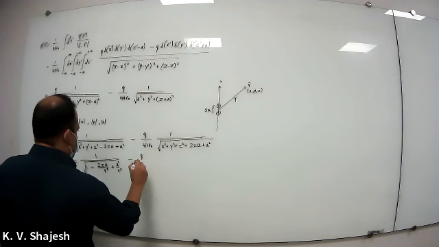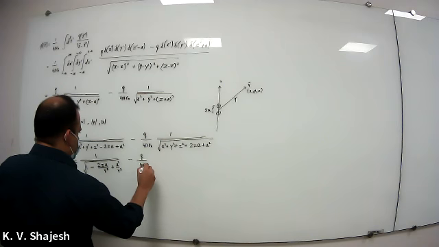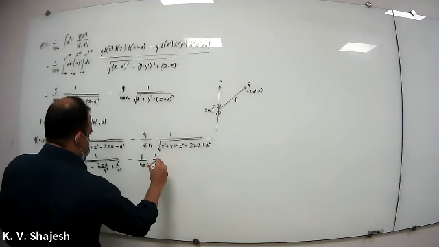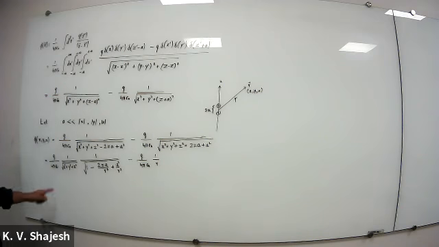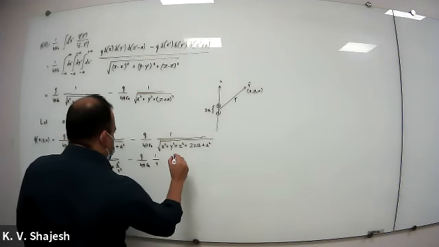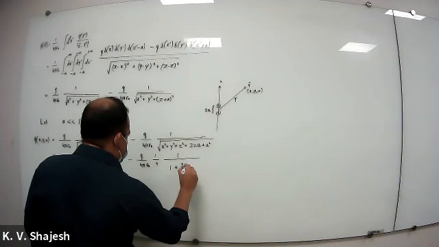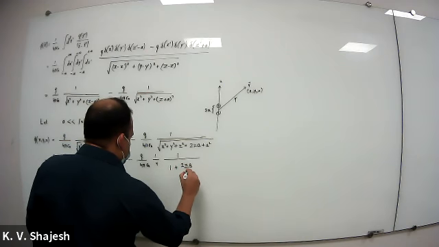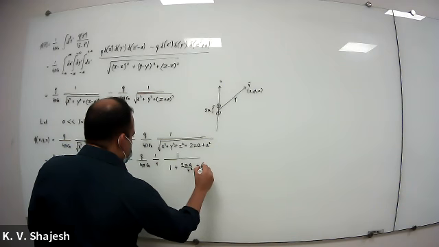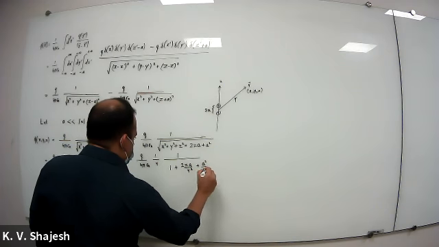Minus Q over 4 pi epsilon naught. Again, this is 1 over R. So it's the same 1 over R here. And I pull that out, 1 over 1 plus 2 Z A over R squared plus A squared over R squared.